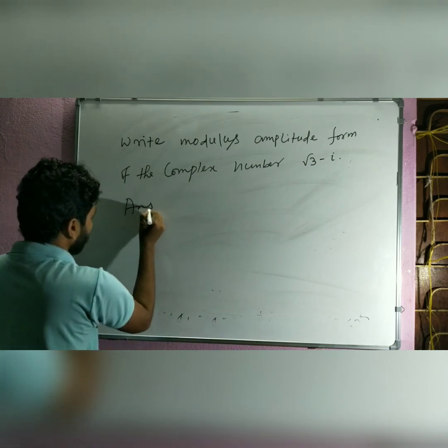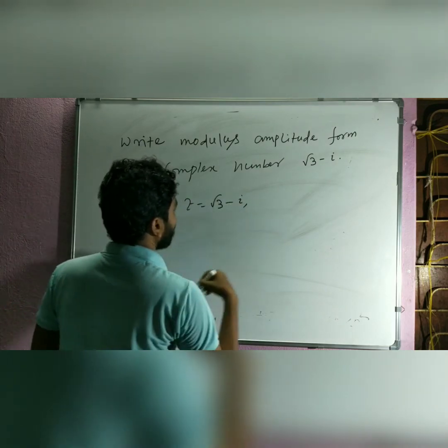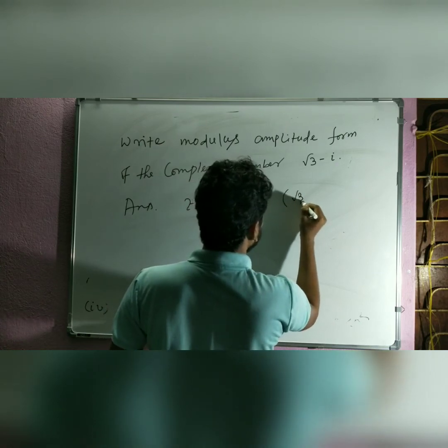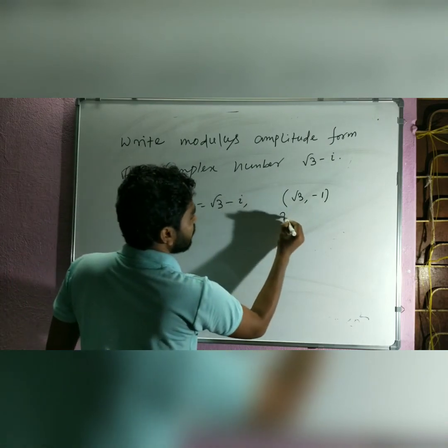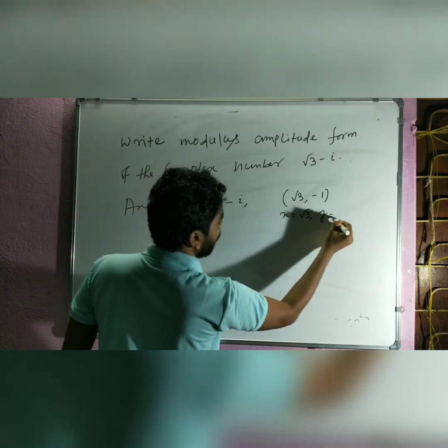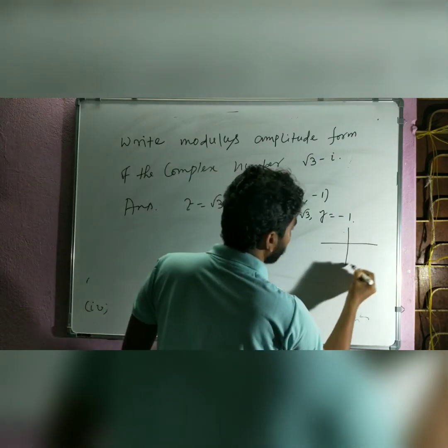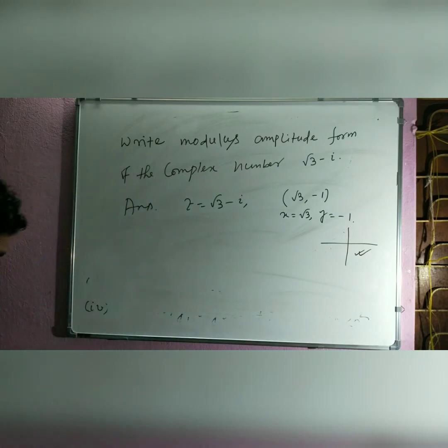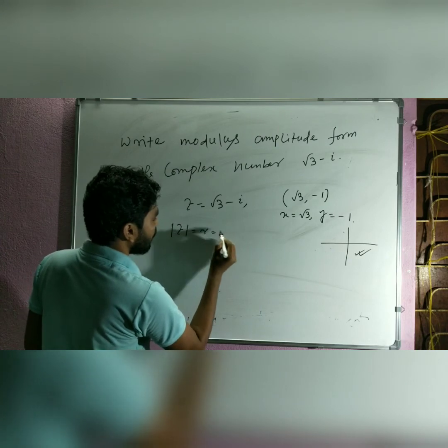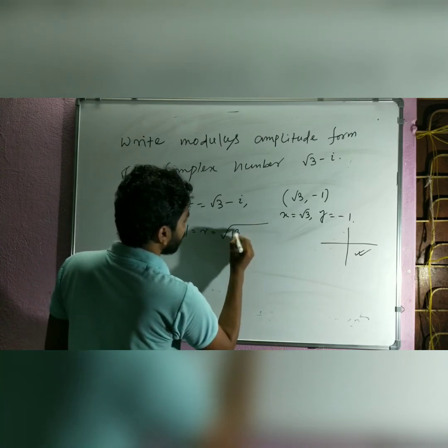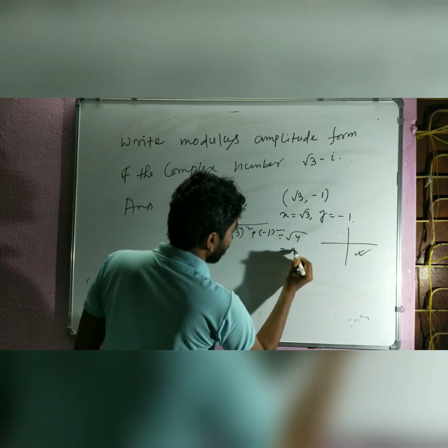Answer. z equal to root 3 minus i. That means the point is root 3 and minus 1, so x equal to root 3 and y equal to minus 1. That means the position is in the fourth quadrant. So mod z, that is r, equals root of root 3 squared plus minus 1 squared, that is root 4, equal to 2.